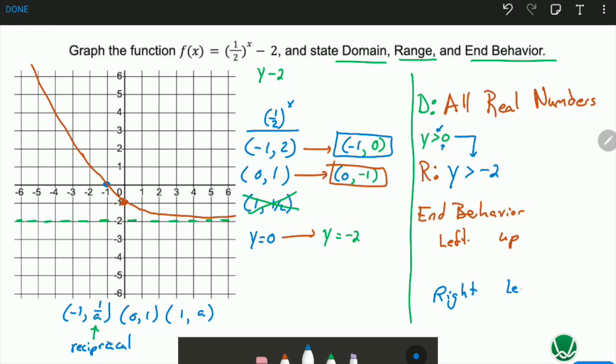So I like to write it out in words as a level, if I could only spell that, level off, y equal to negative 2. We don't actually reach negative 2, but that's where we're trying to level off at.